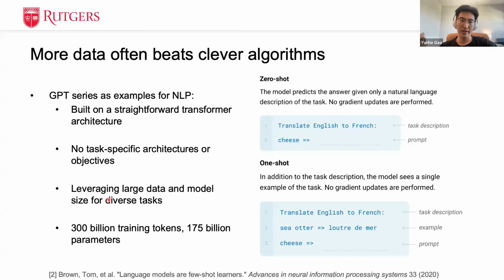So this data-driven AI paradigm has led to many successful works. For example, in the NLP field, the GPT series are built on straightforward transformer architectures with no task-specific architectures or objectives. By leveraging large data and large models, like GPT-3, which was trained on 300 billion training tokens and has 175 billion parameters, GPT-3 can deal with a bunch of tasks in zero-shot or few-shot settings.